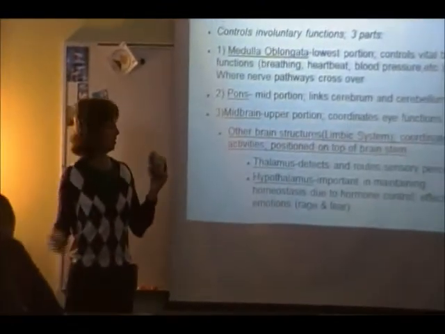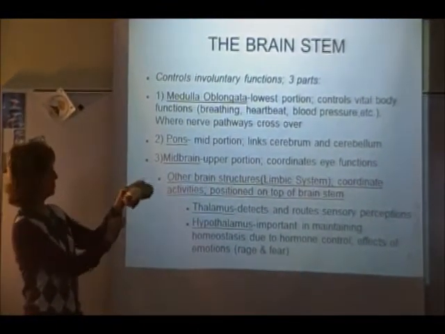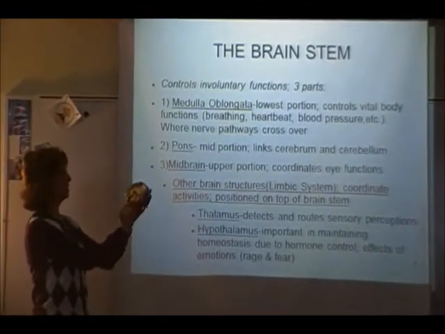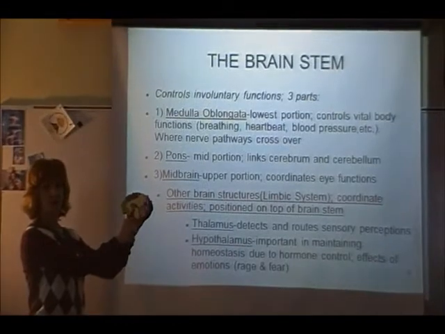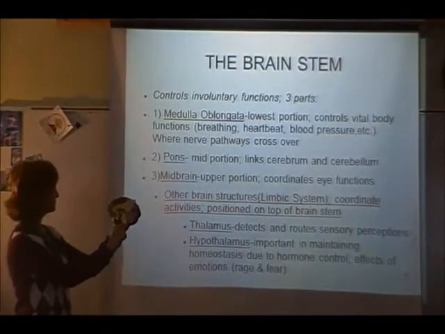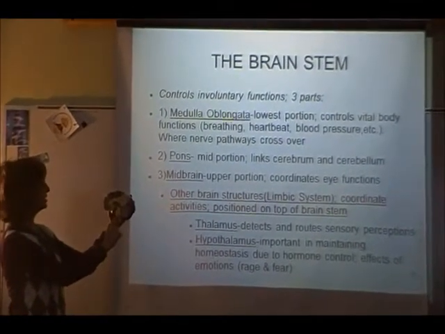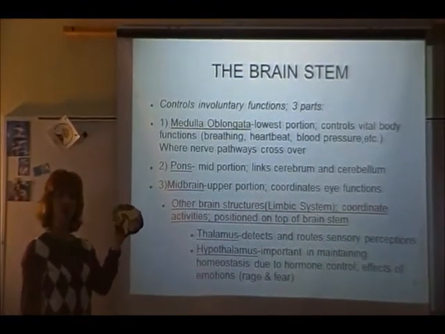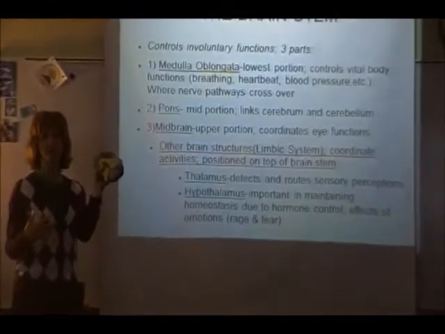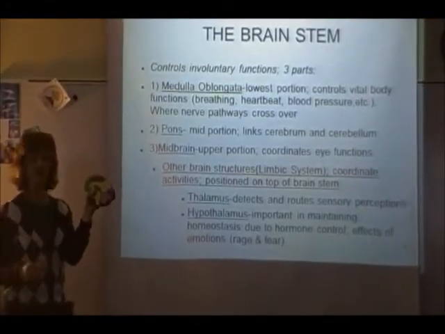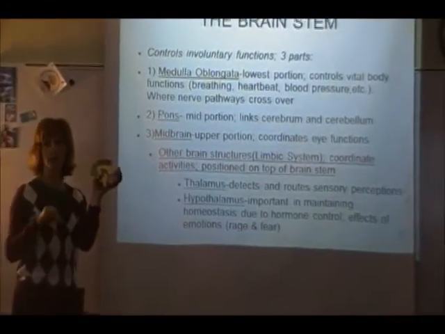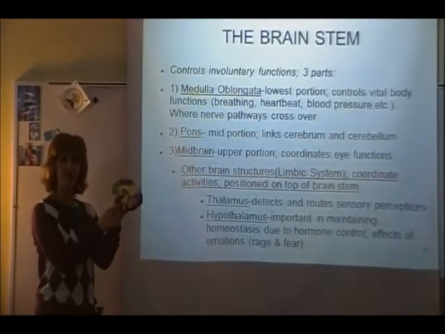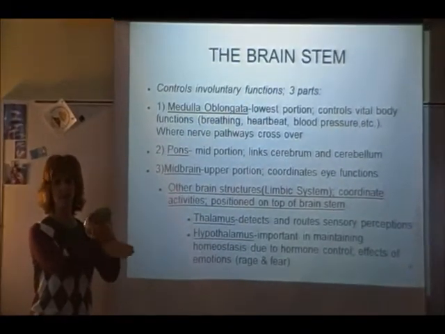Okay, and the last part of the brain is called the brain stem. We're looking at it like this. It actually looks like a stem. It's going to connect the brain to the actual spinal cord. The lower part is the medulla oblongata. Okay, this is going to control major body functions like breathing, heartbeat. These are involuntary mechanisms.